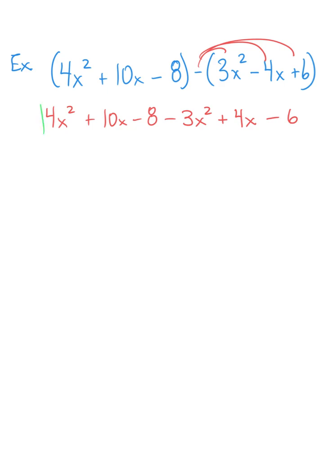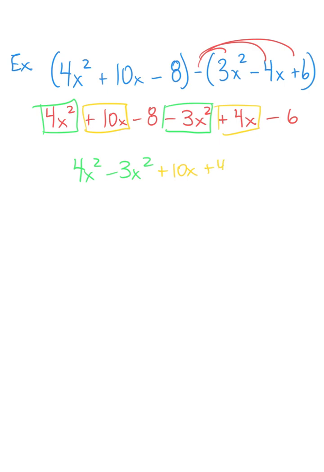Now I'm going to go ahead and I'm like, okay, so there's a 4x squared. There's a minus that. So I'm going to write this out. 4x squared minus 3x squared. I'm going to go ahead and my 10x goes with my 4x, so plus 10x plus 4x. And then minus 8 and a minus 6, so minus 8, minus 6.